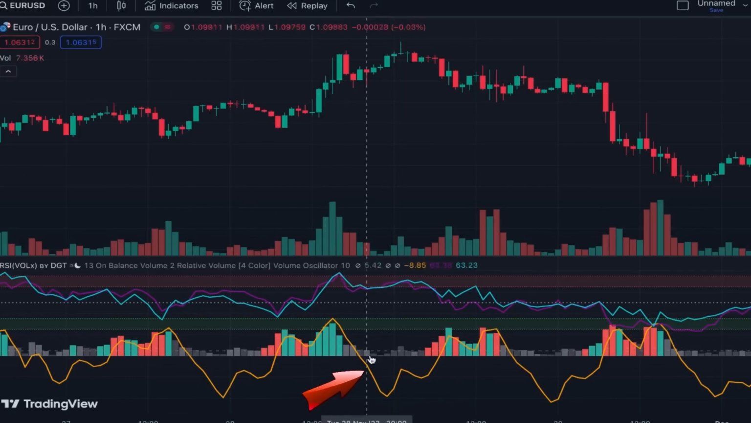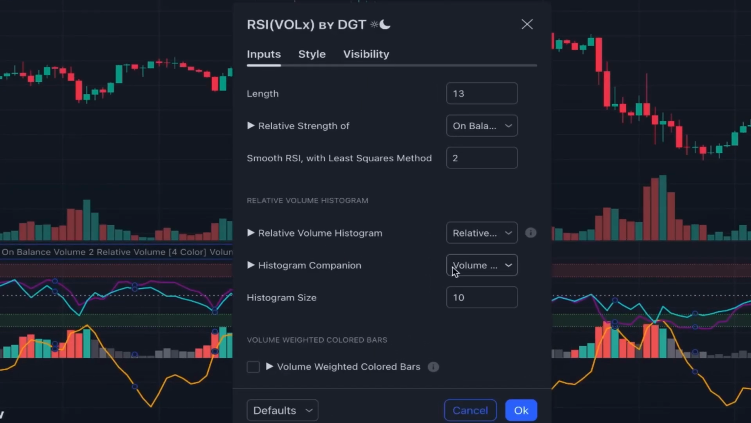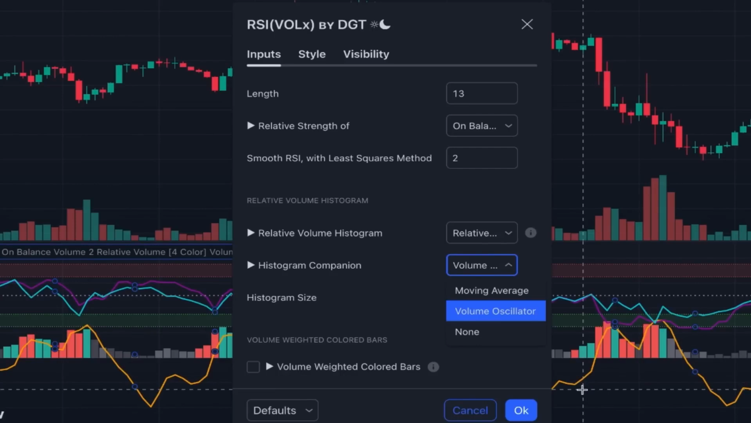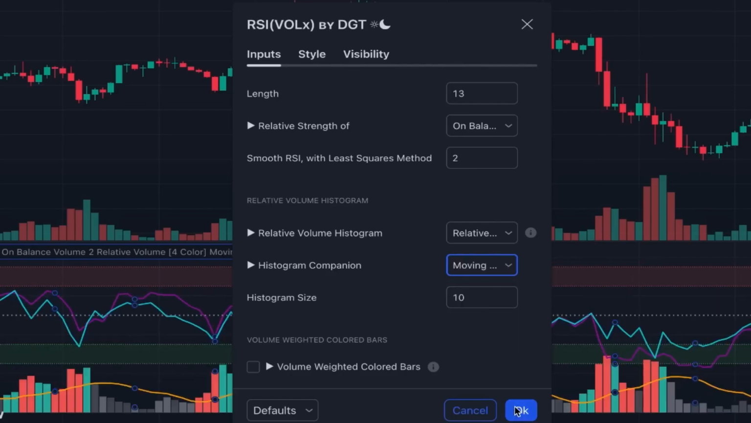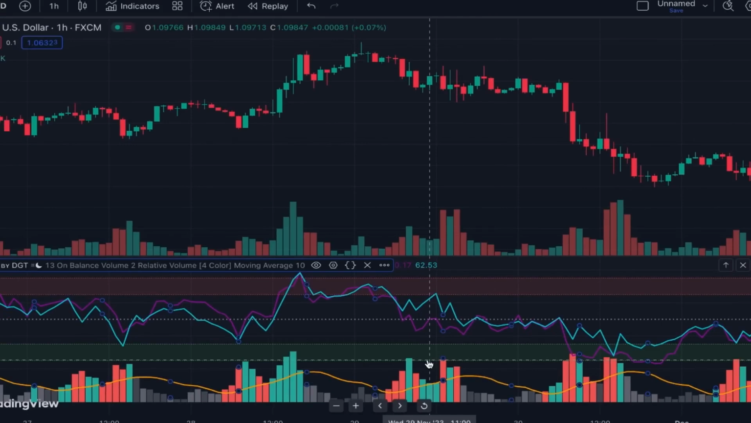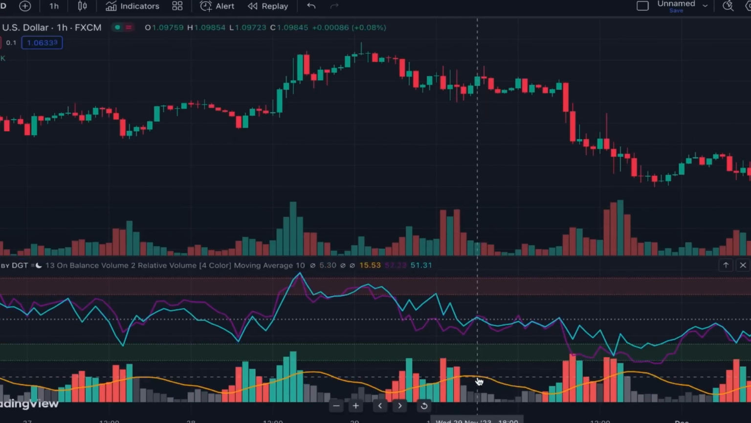As you can see, we have an orange line here on the bars, which by default is set on volume oscillator. This orange line is an oscillator based on the volume data, moving above and below the center line, which is 0. Another option here is moving average, where the line becomes the moving average of the volume data. I found this one more helpful in practice because you can evaluate how much the volume is above or below the average. When it's above the average, it shows increased interest of the market participants for buying or selling.